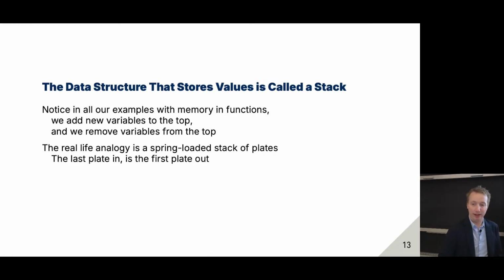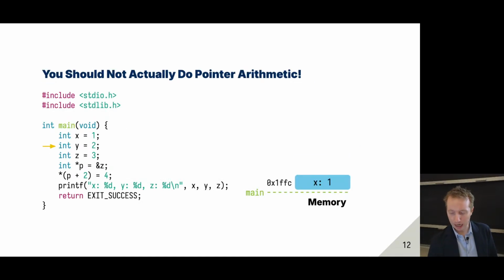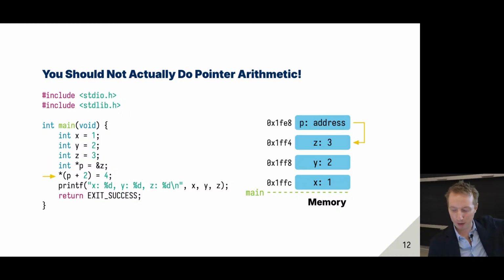So that data structure that stores values that we define in functions is called a stack. Notice that in all examples, the way it worked is we added values to the top. Every time we declared a new value, it went on the top.